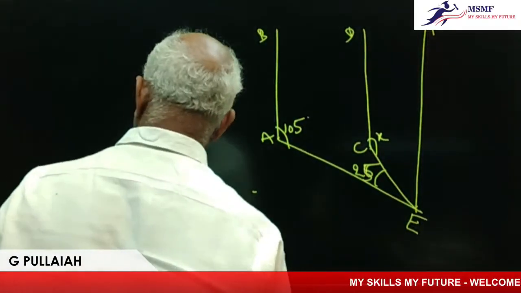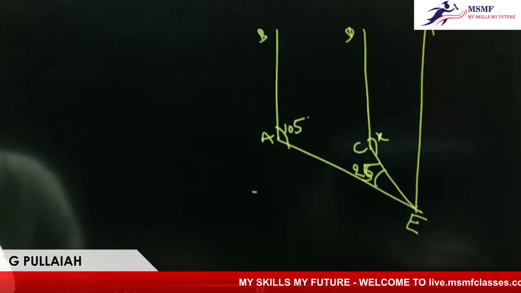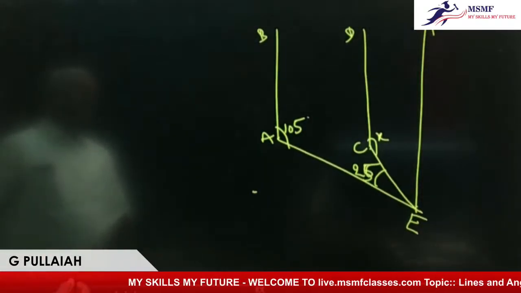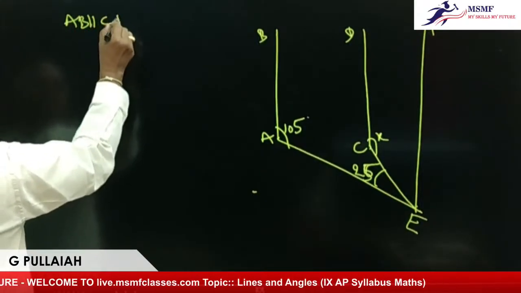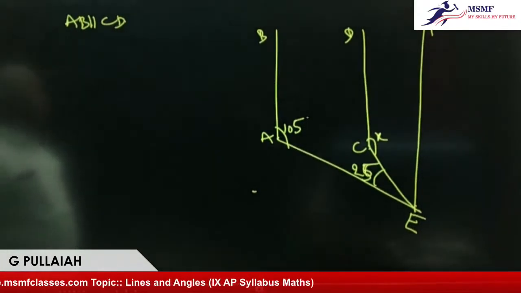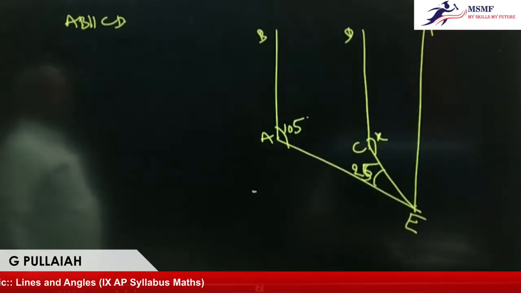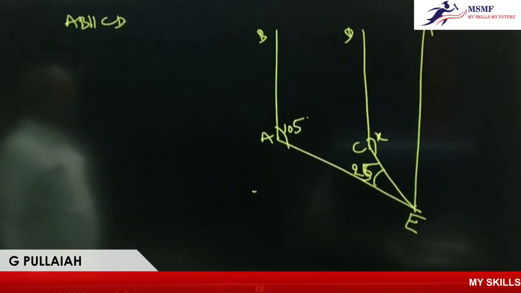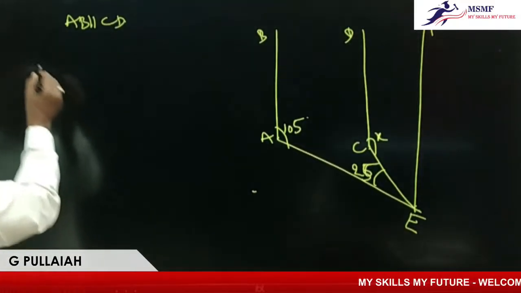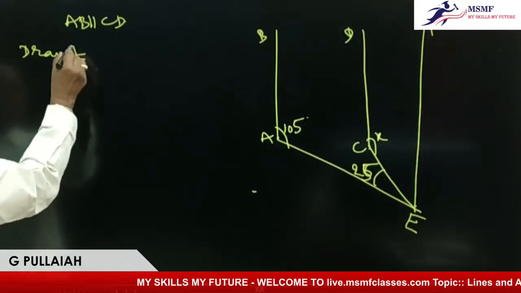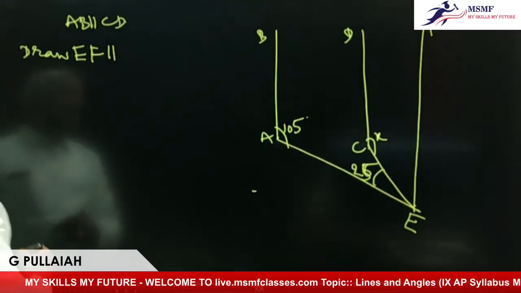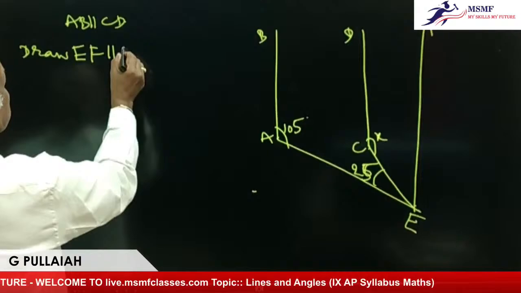Find the value of x. Here it is given that AB is parallel to CD. AB is parallel to CD. Now we are expected to find the value of x. Now what you have to do? Draw EF parallel to CD.